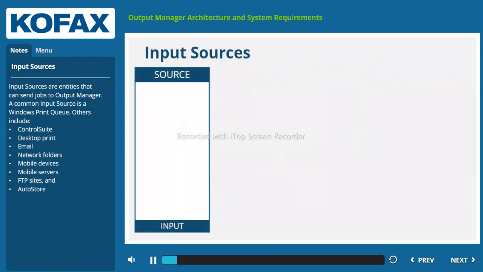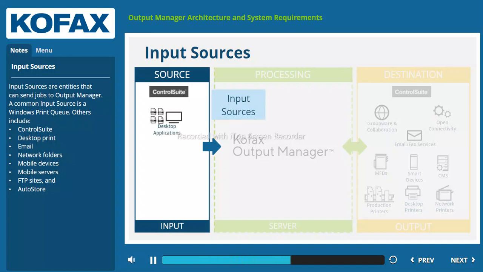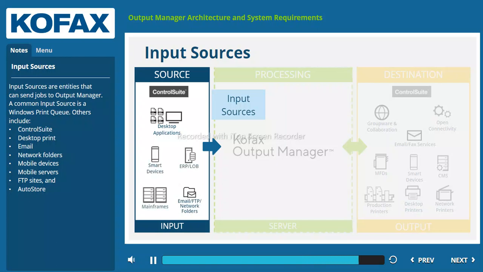Input sources are entities that can send jobs to Output Manager. A common input source is a Windows print queue. Others include Control Suite, desktop print, email, network folders, mobile devices, mobile servers, FTP sites, and AutoStore.